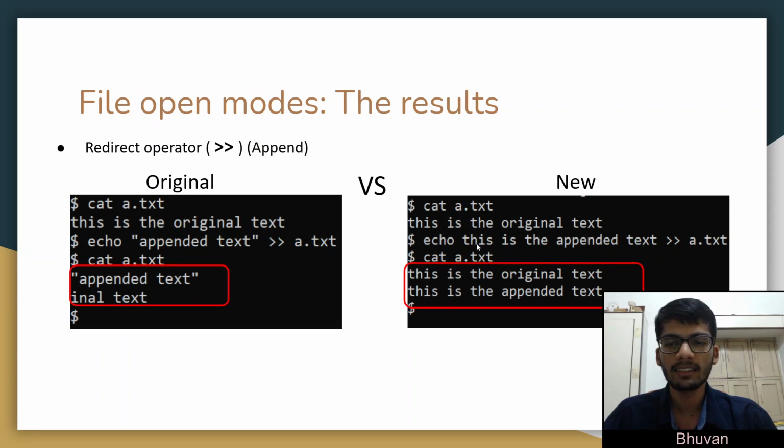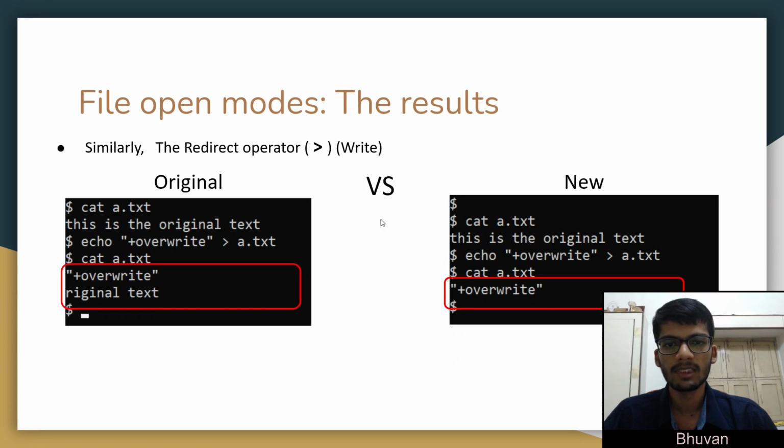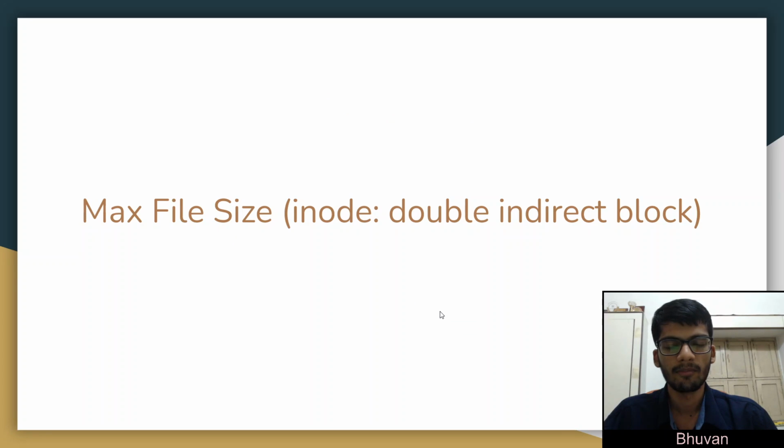Now we look at the results. So you can see this original one. Here we cannot append the text properly, but in this newly modified one, you can append it correctly. So you will get to see these results after implementation. Similarly for the write operator.